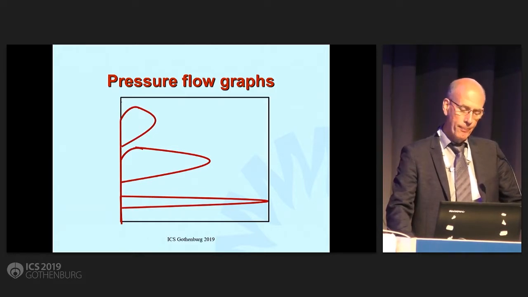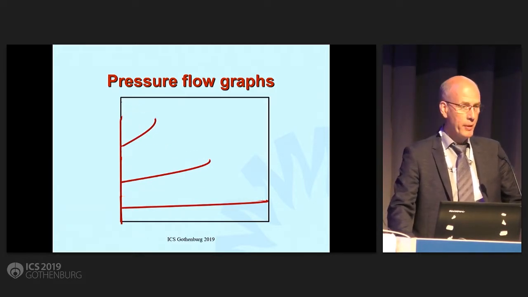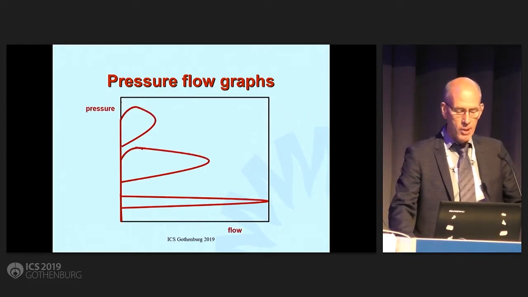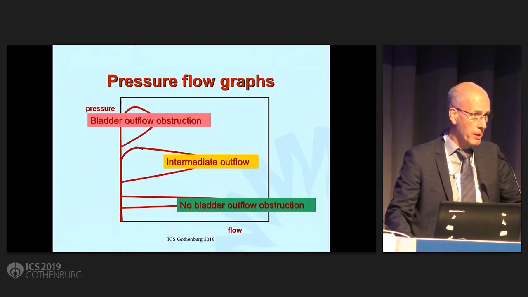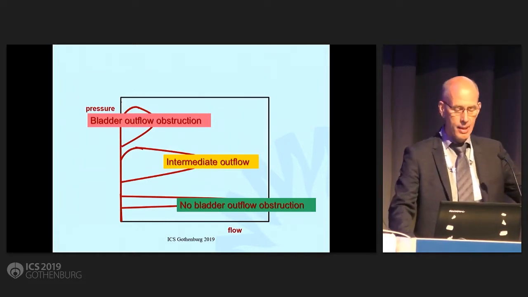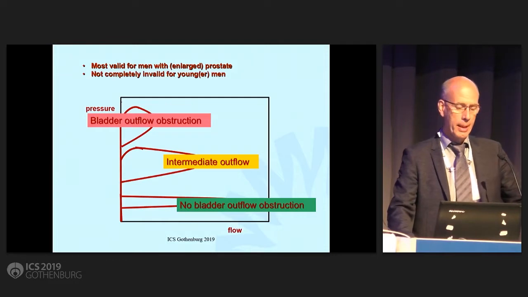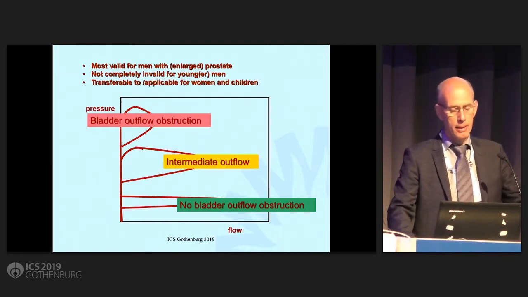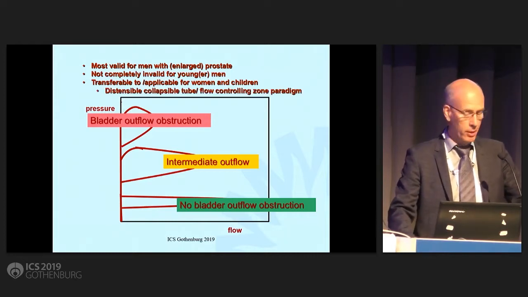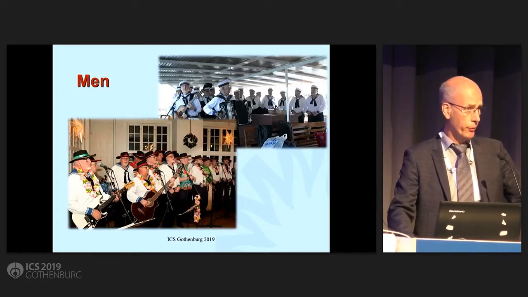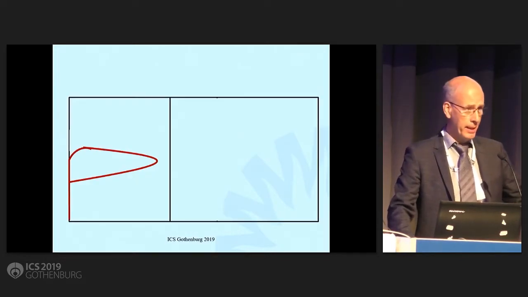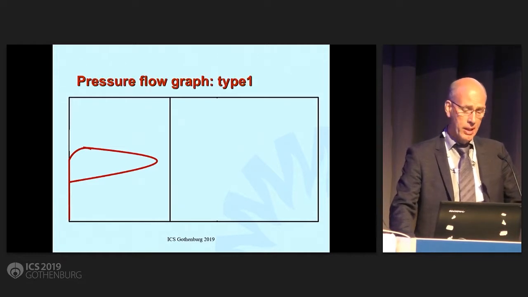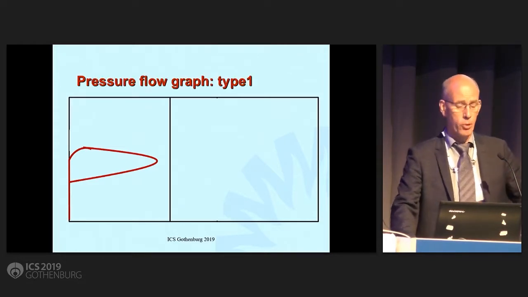So the lower pressure border of each of these graphs represent no bladder outflow obstruction, bladder outflow obstruction, and an intermediate outflow obstruction. So that is what is up to now the standard, and this is most valid in men, not invalid in younger men, and maybe applicable for women and children. I have no evidence for the contrary. But let's concentrate on men. And here's again the plot, as you see in the average bladder outlet obstruction intermediate.